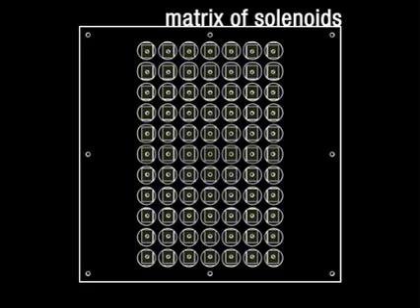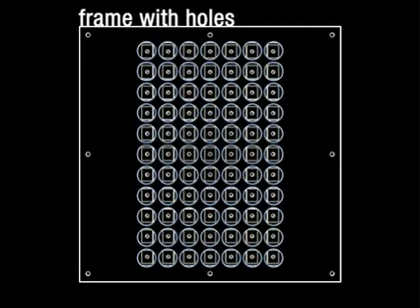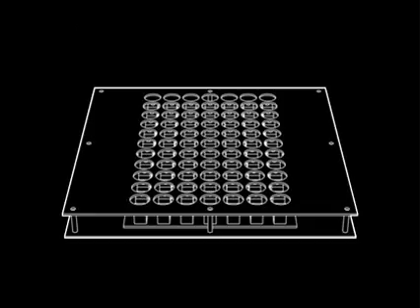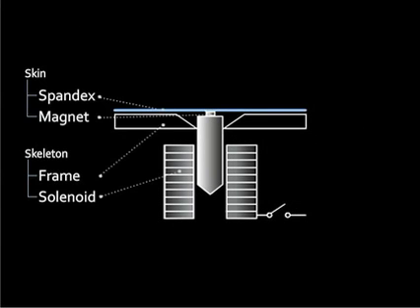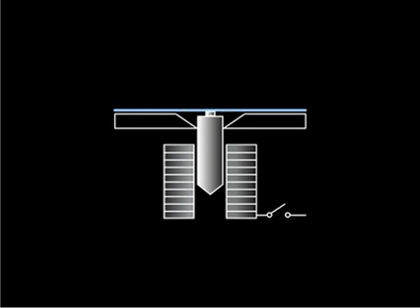First, a skeleton is made up of a matrix of 77 solenoids and a frame with 77 holes. For the skin, spandex was used. This is a schematic diagram of the shade pixel prototype. An iron core pulls the fabric to make a concave surface, which creates shade.